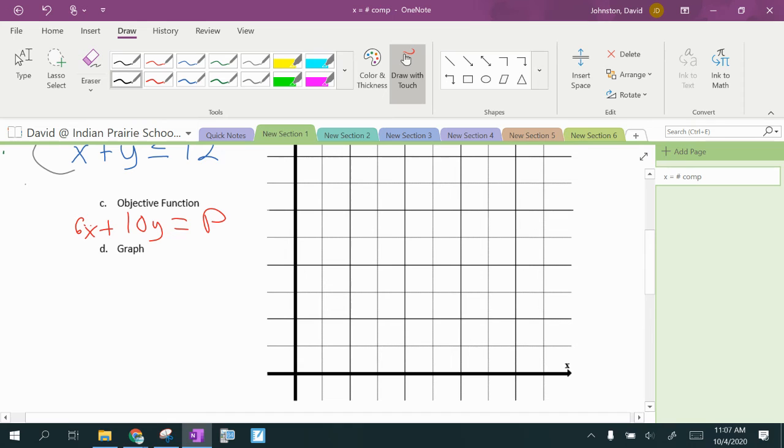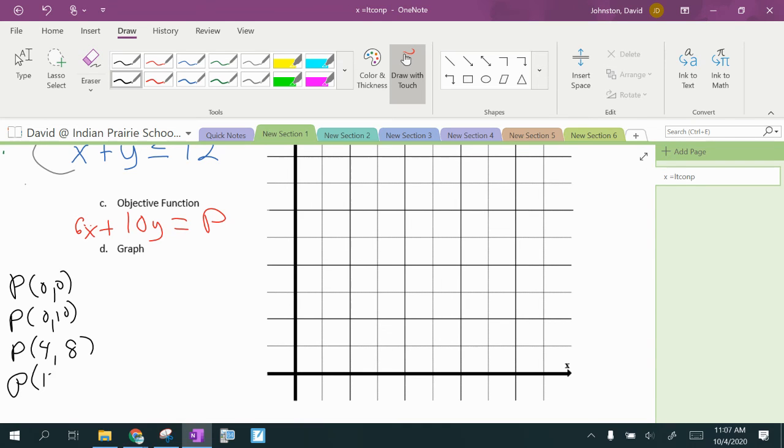So I'm going to say P at 0, 0, P at 0, 10. Again, this is just the number of points. P at 4, 8, and P at 12, 0. And at this point, I'm just going to sub these in to my 2 variables here, my x and my y. So when I sub in 0, 0, that's going to be pretty easy. I'm going to get 0.